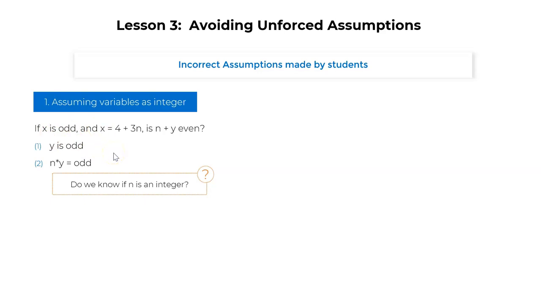And even while reading the question stem, nowhere is it mentioned that y is an integer. Only when we look at this statement do we find out that y is an odd number. So y is an integer. But let's talk about n. We assumed n is an integer, which is incorrect. And let me show you why.